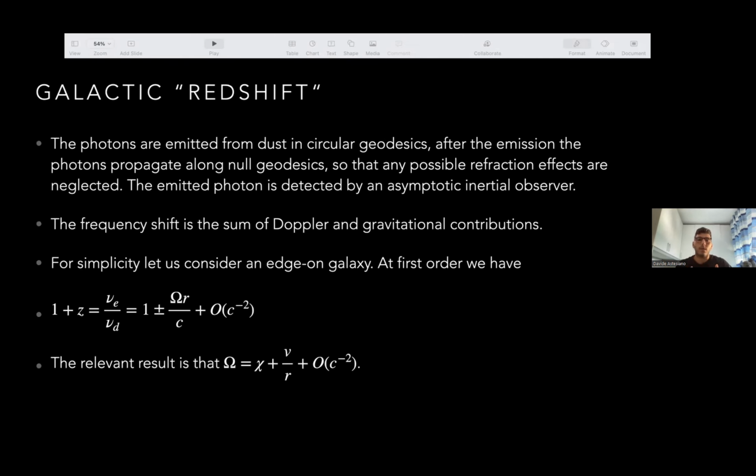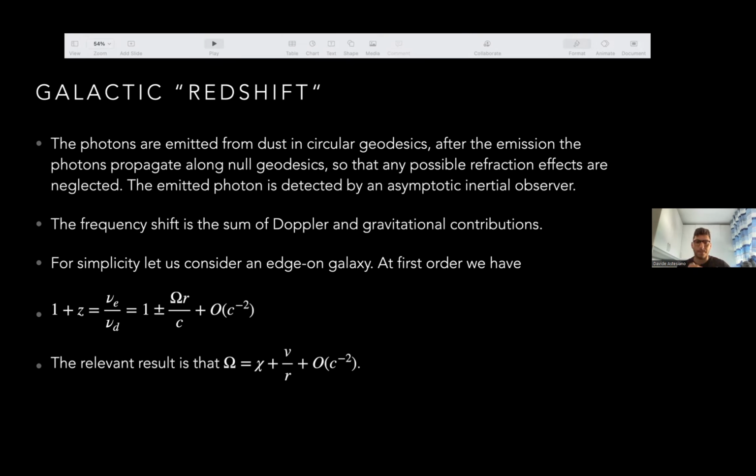The photons are emitted from dust in circular geodesics. After the emission, the photons propagate along null geodesics. So that's all, any possible refractions are neglected. The emitted photons are detected by an asymptotic inertial observer. We know that actually we're measuring them from the Milky Way, so we have to take into account also the gravitational field of the Milky Way. But you can do it, you just need to use this approach twice: one from the galaxy to infinity, and then from infinity to our galaxy. But this is just a technical fact. The frequency shift is the sum of a Doppler and a gravitational contribution.